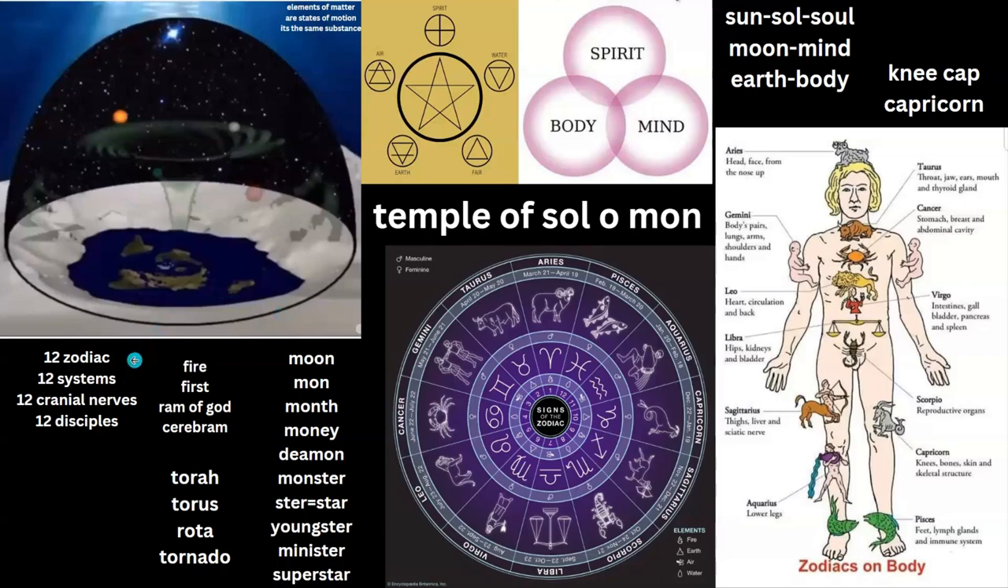Now, like I said, 12 zodiac signs, 12 systems, 12 cranial nerves in the brain, the 12 disciples of the Bible. All symbolic. Have to read the Bible properly. Now, this center, at the center of the earth, right? This is what's stirring the ether. And the ether consists of the four elements. Because there's five elements. Spirit can be called ether. People call it spirit or ether.